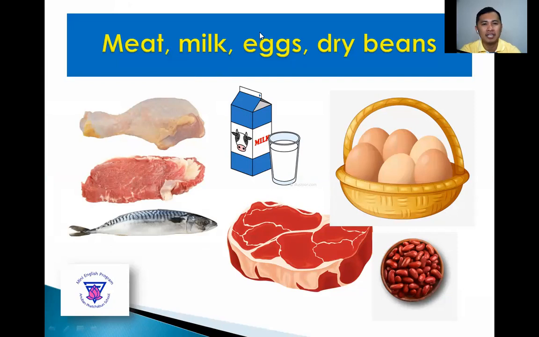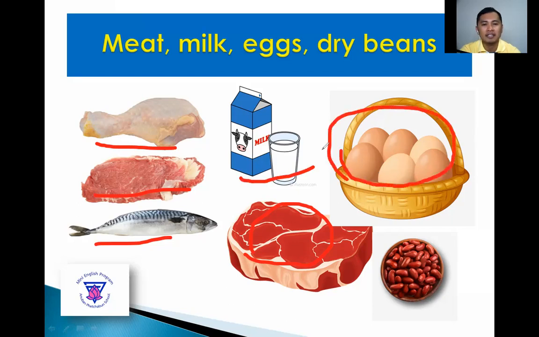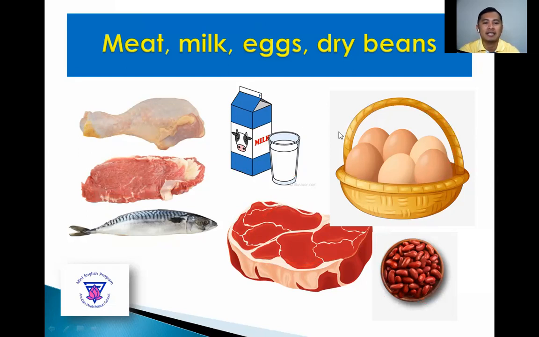We have chicken and the beef or pork. This is beef and the pork and fish. Yes, and I love fish. And of course, this one, eggs and milk, and of course the dry beans. These are the different kinds of meat that we usually eat, and we can get protein from them. Now let's go to the next slides.